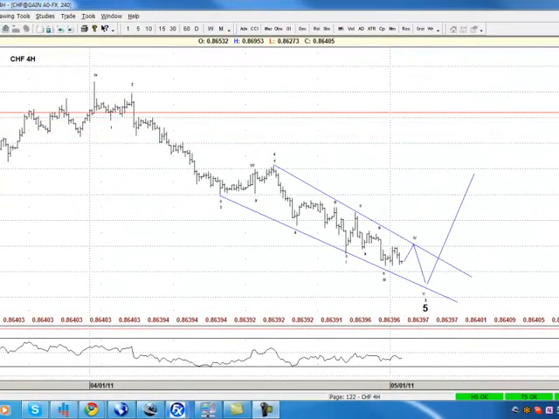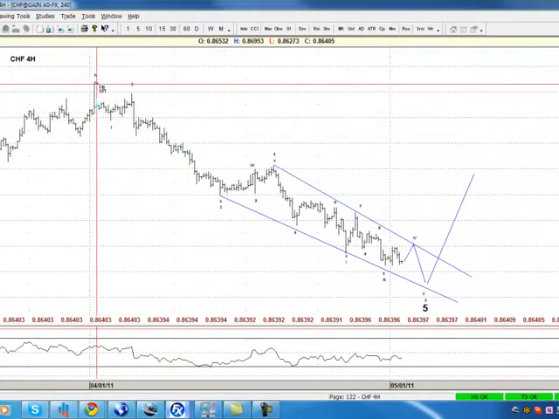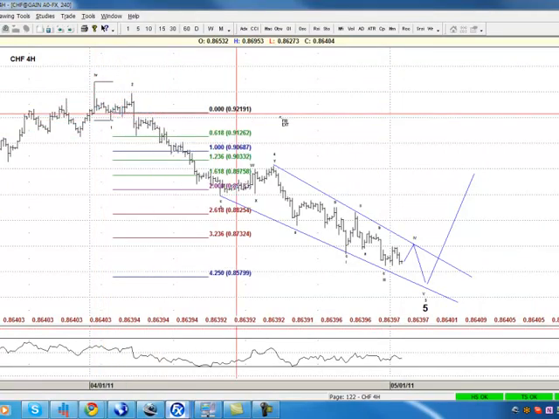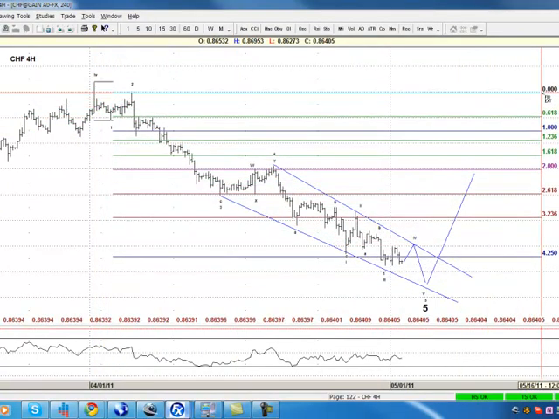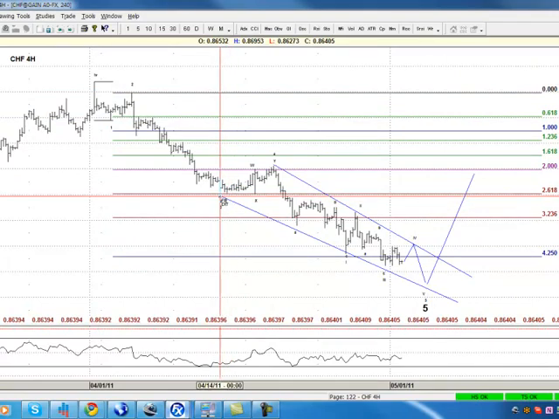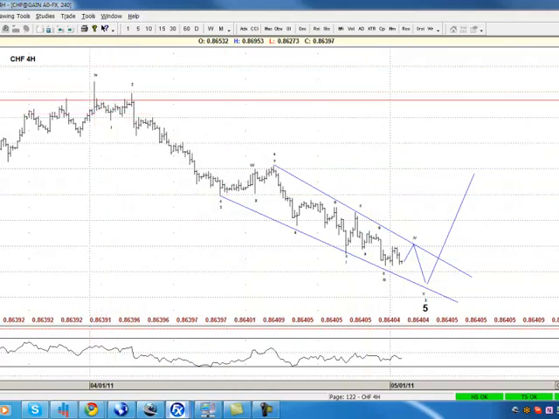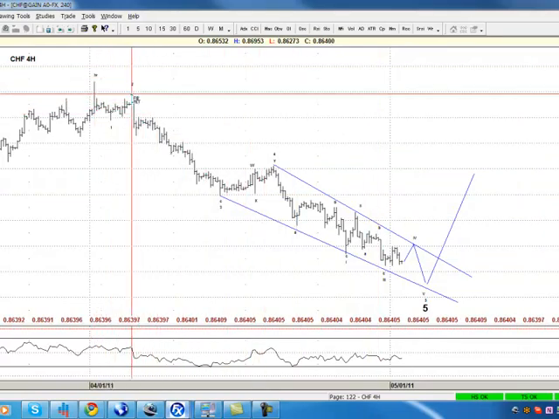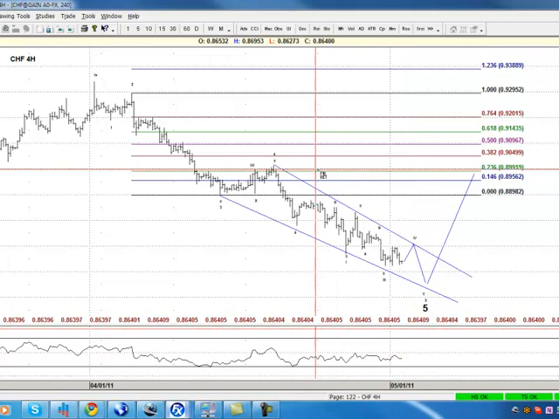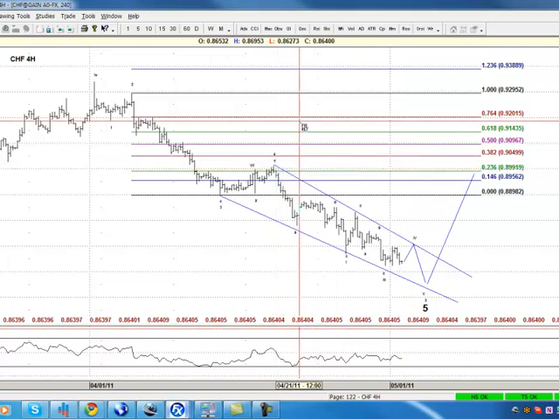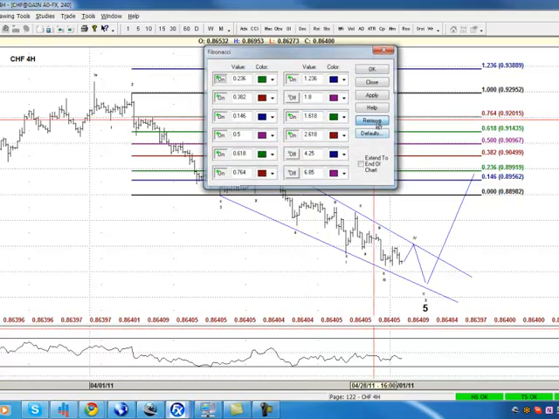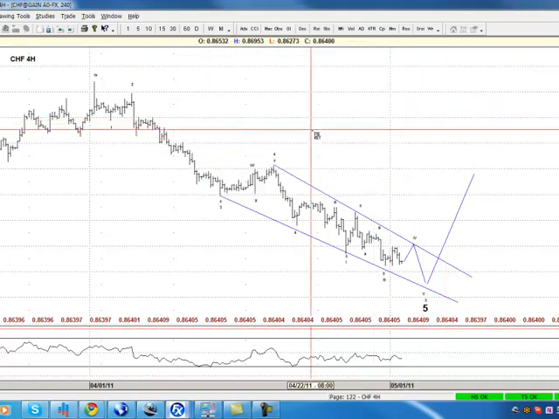93.39 area. From there, this is a 4 hour chart, guys, we take and throw the extension, and we see that this low right here is the 261.8% of wave one. Now, from there also, we take the retracement, and we see that this high is the 23.6, which goes pretty well with a 5-wave Elliott wave structure.